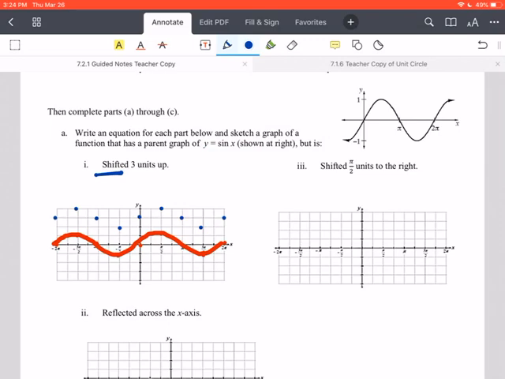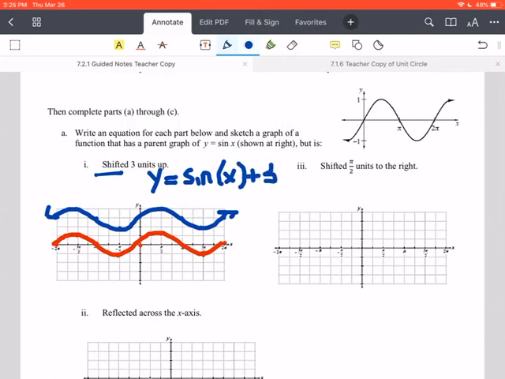Okay, so then from here I can connect my dots. And so then what is the equation for this sine wave? This new sine wave is going to be y equals the sine of x, I'm going to put x in parentheses because we're going to see something here in a little bit, plus 3. What did we do? We shifted it up 3 units. So that is our equation.